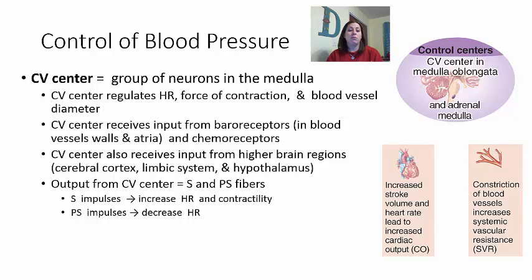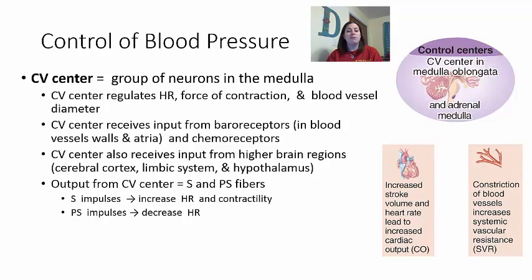ultimately affect blood pressure. This center also receives input from baroreceptors in your blood vessel walls and the atria of the heart, as well as information from chemoreceptors if there are different chemicals located in the blood. It also receives input from your higher brain regions, like your cerebral cortex, your limbic system, and your hypothalamus. So if you're stressed out or exercising, things like that, blood pressure will also be affected.